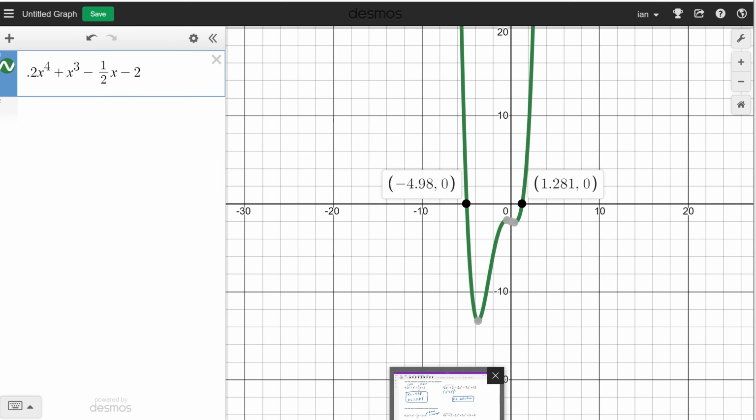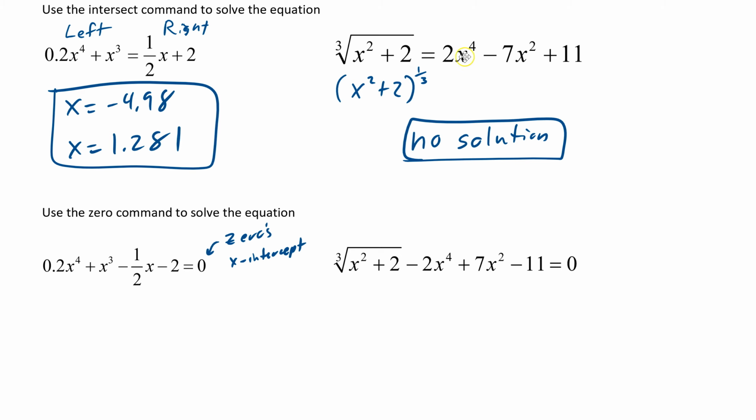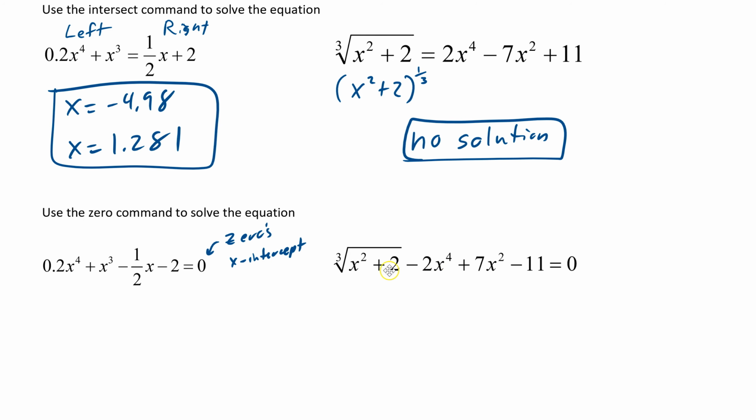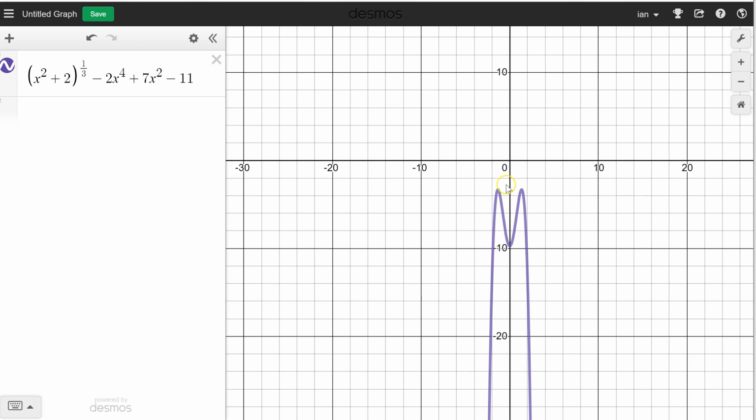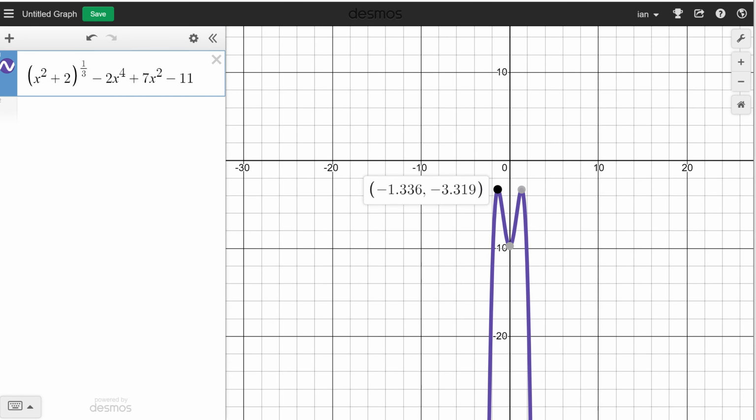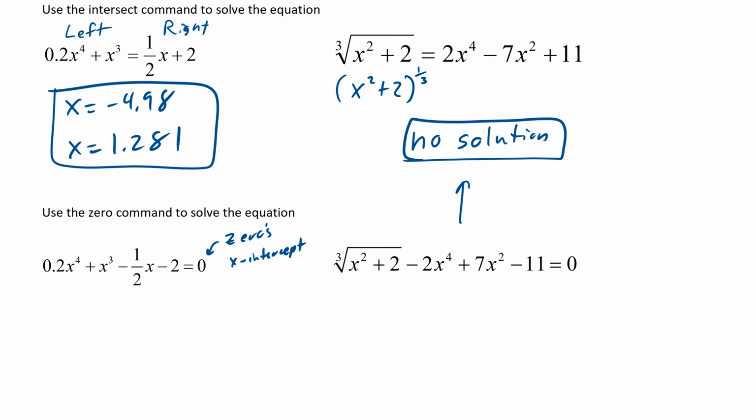So let's look at this one. So I've moved the 2x over, the 7x became a positive, and the 11 became a negative. Everything changes signs. So now when we do this one, we end up with this, and you see that there are no zeros. This will never hit 0. So for our equation saying when does this equal 0, it doesn't. So we can also again say no solution. So this is another way to do it. You can use the zeros, just plugging it in that way.